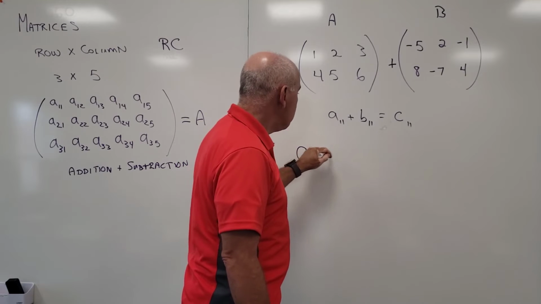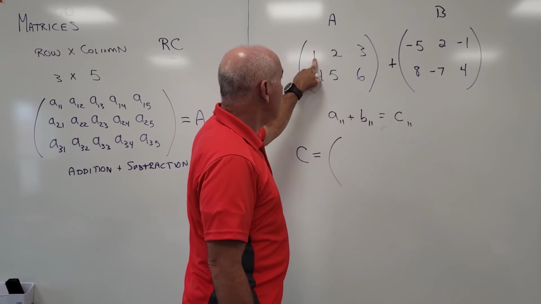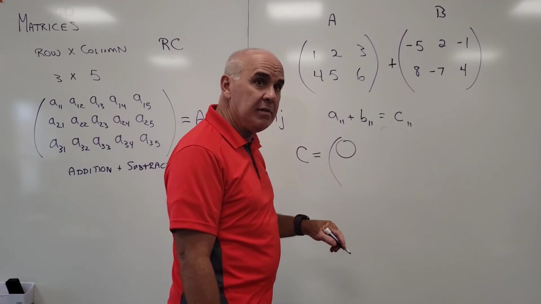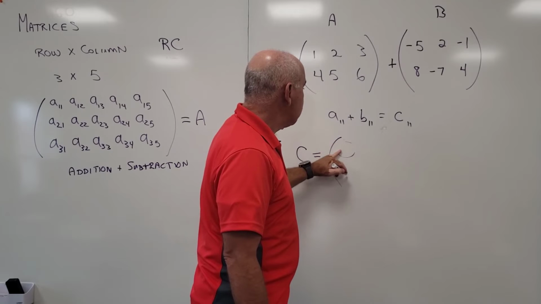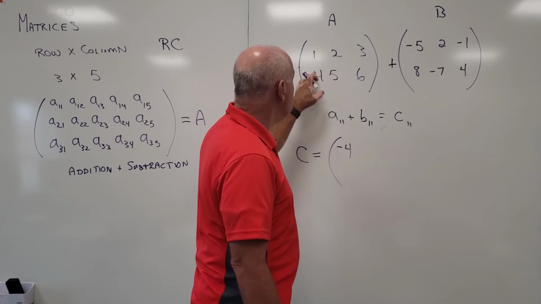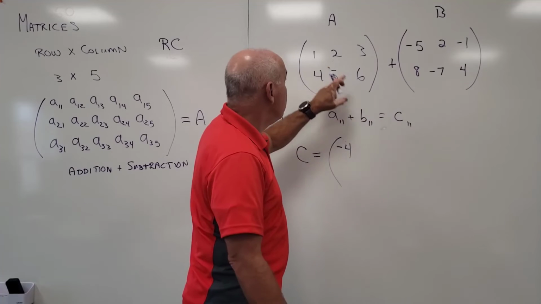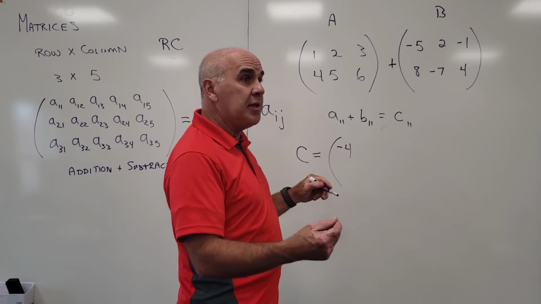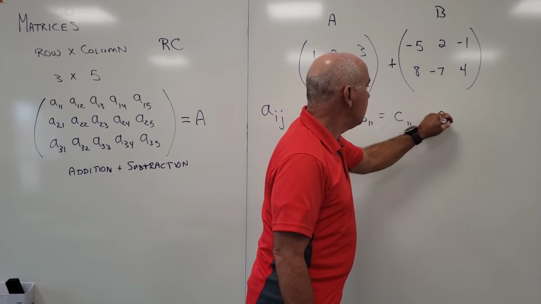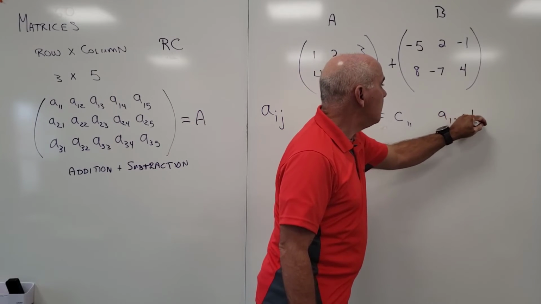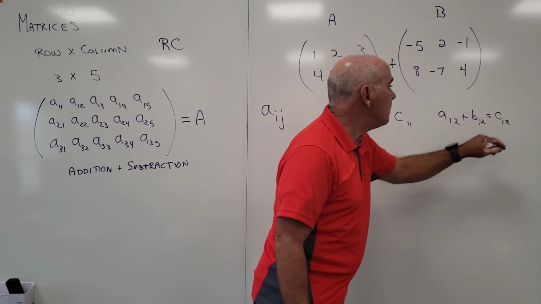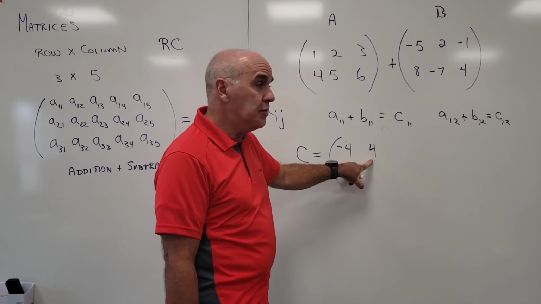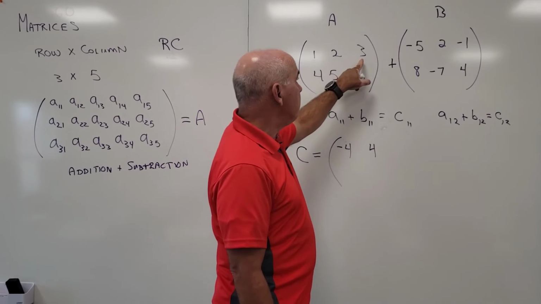So C will equal, so A11 is 1, B11 is -5. So C11 is going to be up here in the upper left-hand corner, right? And so that's going to be -4. So I just add 1 plus -5, 2 plus 2. So that's A12 plus B12. I'll just write that out. A12 plus B12 equals C12. And so that's 2 plus 2 is 4. So there's row 1, column 2 for the C matrix.